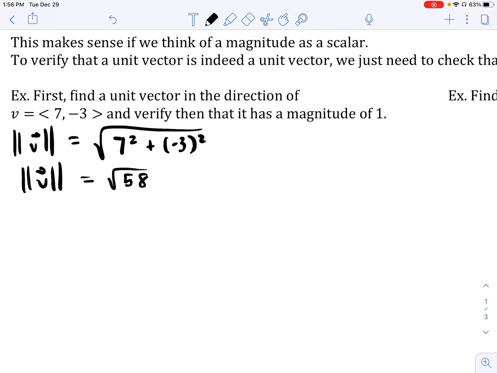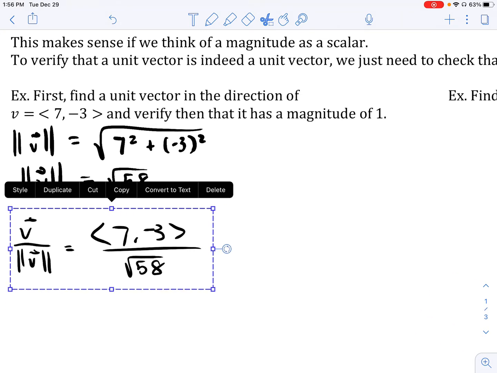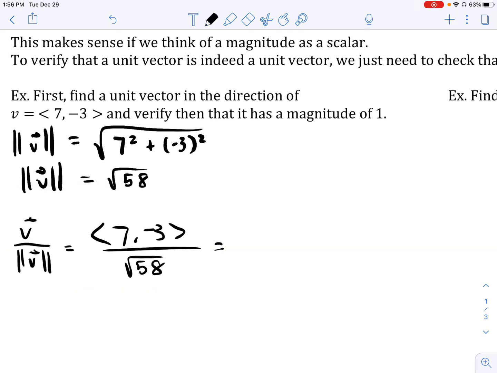Now we're going to take our vector v and divide it by its magnitude. Again, this is so that we can get a unit vector, one with a magnitude of 1. So we're going to take vector v, ⟨7, -3⟩, and divide it by its own magnitude of root 58. Let me make this a little bit smaller so we have some room to work with. That is going to be the following. Let me write it down here. If I take 7 and divide it by root 58, so 7 divided by root 58, and then -3 divided by root 58.